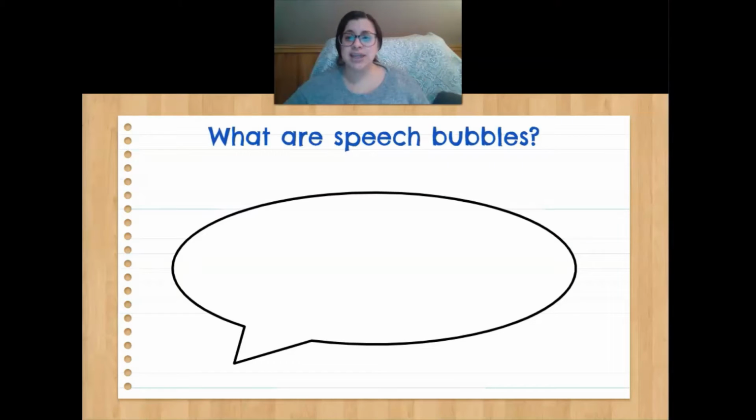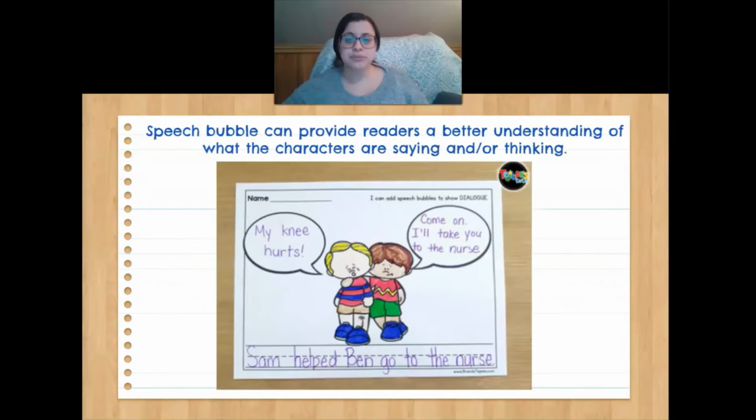So what are speech bubbles? As you can see, this object is a speech bubble. This will go right next to the character that is talking, and you will write what that character is saying and thinking in the speech bubble. We'll get to work with them today in your writing, as our writing piece is all about characters talking. Speech bubbles can provide readers a better understanding of what characters are saying or thinking.